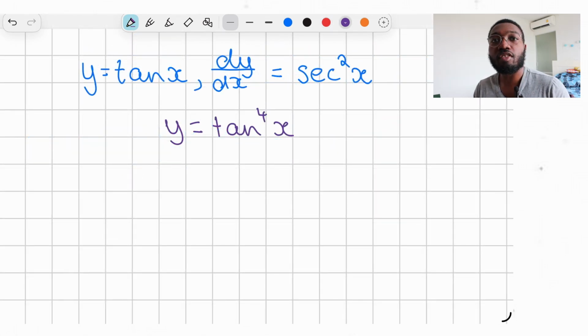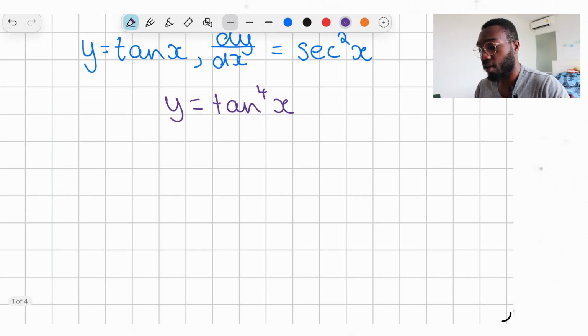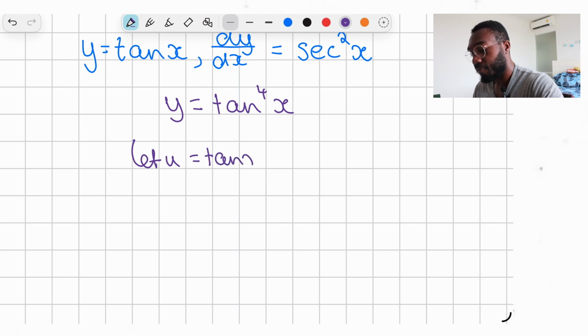So imagine now we had to differentiate y is equal to tan to the 4x. So how would we do something like this? Well, again, if we know that the derivative of tan x is sec squared x, what we can do for this question is we can use the chain rule. That's another lesson I did earlier on this channel. And if we go over the chain rule, let's let u equal tan x, and then that means that y will equal u to the 4.